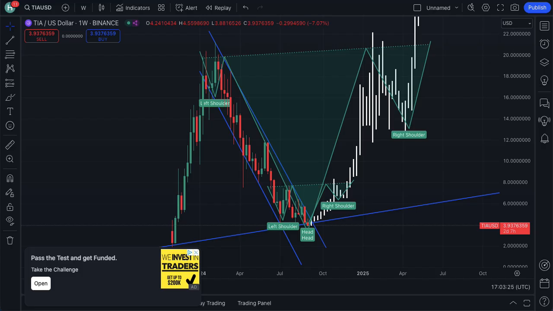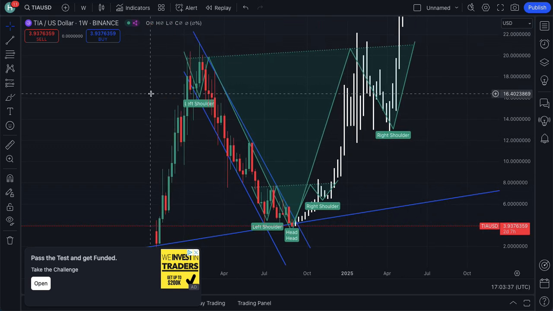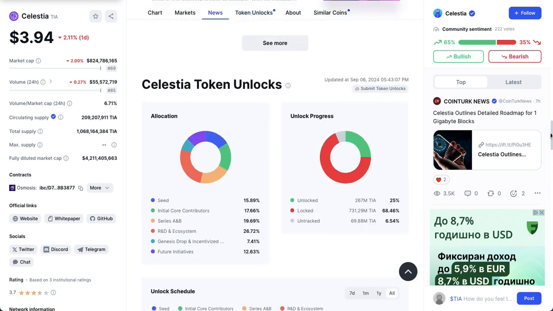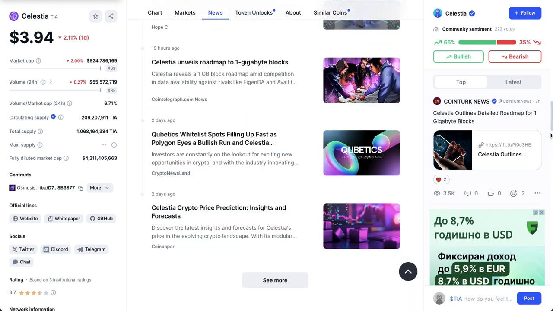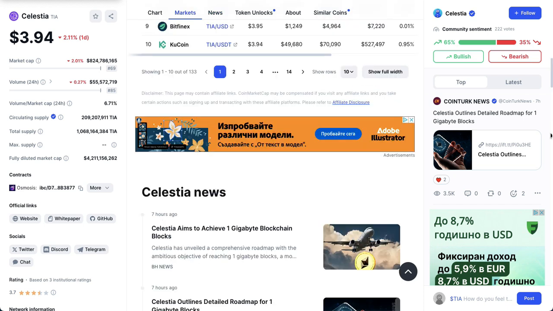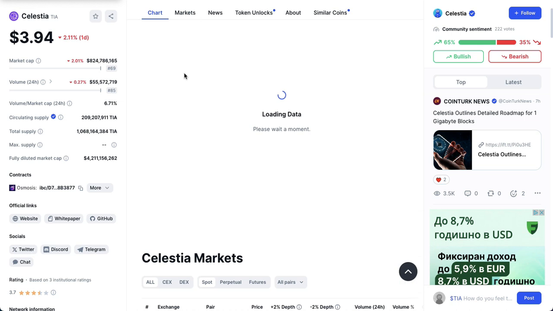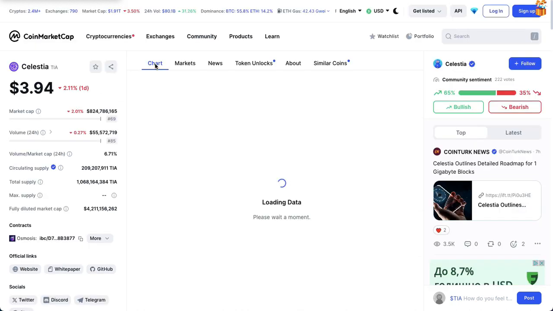But overall I have to say I'm actually quite bullish on TIA. I'm quite bullish on Celestia because it reminds me of Solana when it was launched, the way it's been moving. Let's look at the market cap chart of Celestia, and where we're heading.